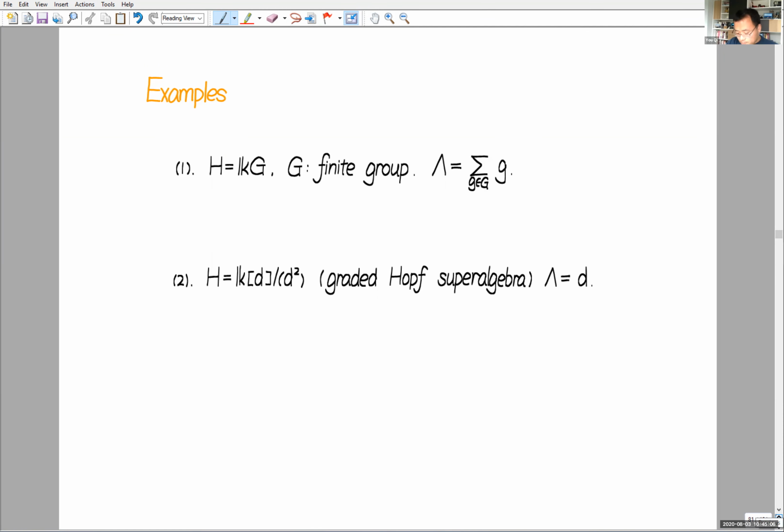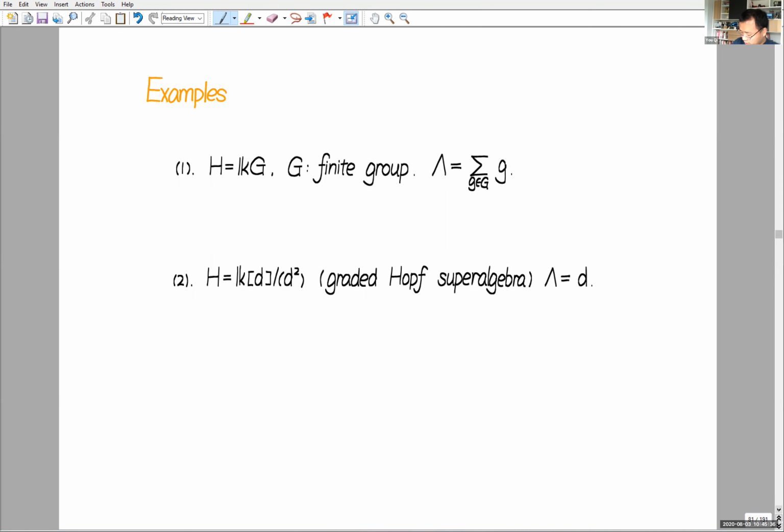Now, if you take the cohomology ring of S1 as the graded Hopf superalgebra, the integral is just D. That's why it's called an integral, because this D is the top differential form spanning the top cohomology class in S1, and integrating over D is just integration over S1. So that's why it's called an integral. And this is coming from the second example we have discussed earlier.